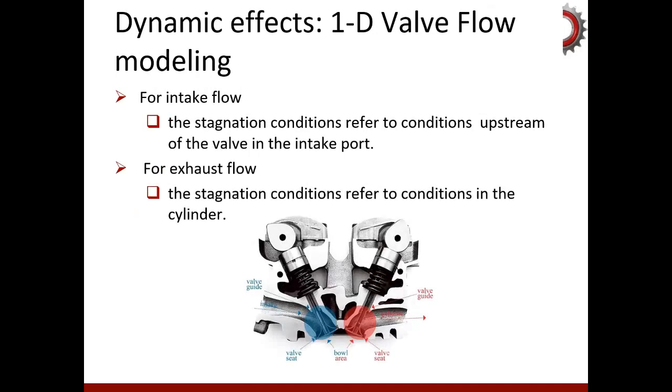Now for intake flow, the stagnated condition that we consider is a point on the intake upstream, somewhere in the intake system. And for exhaust flow, the stagnated condition that we consider is the condition inside the cylinder. The direction of the flow during outflow is from the cylinder to the environment, and during inflow is from the environment to the system. So the stagnated point we consider is always in the upstream. So the upstream is the intake system for intake, and the upstream is a point on the cylinder for the exhaust.